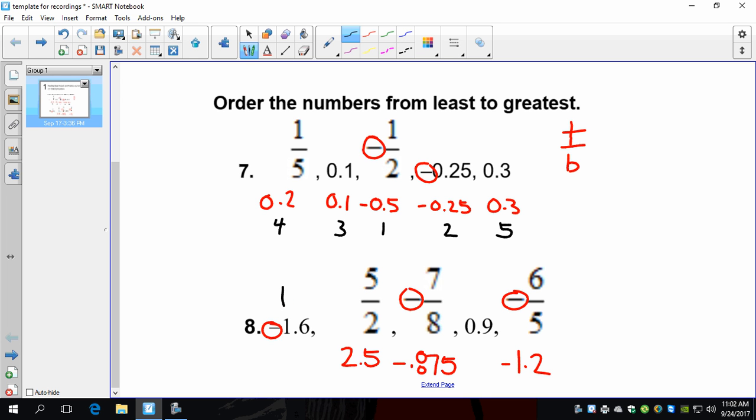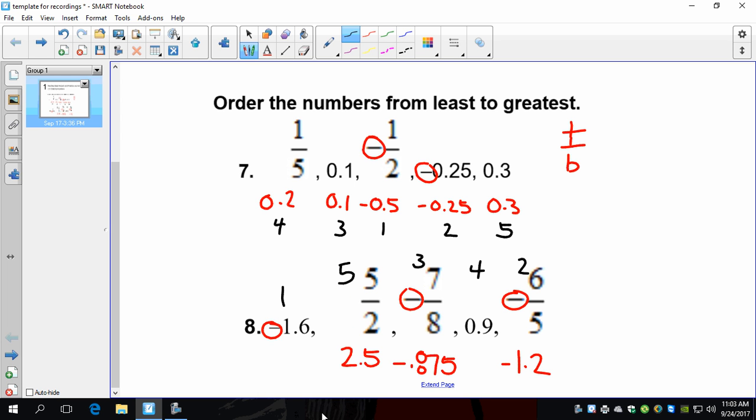Then it looks like we have negative 1.2. So this one would be the second one. And it looks like we have negative 0.875. That would be 3. And then we have 0.9 would be 4. And then finally 5 over 2 would be 5.